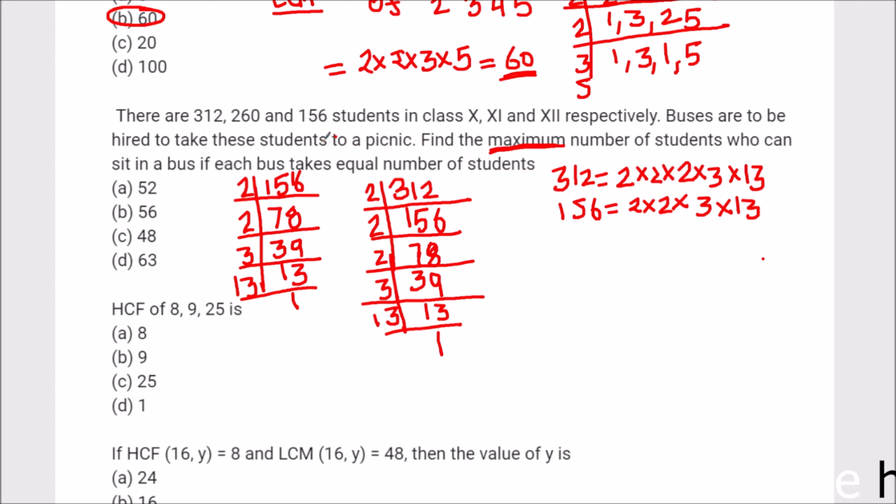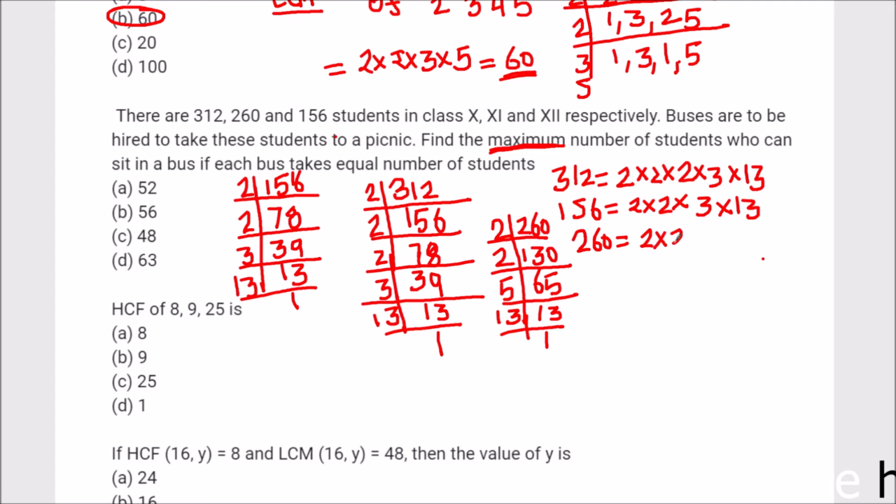Now let's find the factors of 260. It's divided by 2. 2 times 1 is 2. 2 times 3 is 6. 2 times 0 is 0. Again we'll divide by 2. 2 times 6 is 12. 1 is remainder. This becomes 10. 2 times 5 is 10. 65 is divisible by 5. 5 times 1 is 5. This becomes 15. 5 times 3 is 15. And 13 is divisible by 13. 13 times 1 is 13. So the factors of 260 are 2 times 2 times 5 times 13.